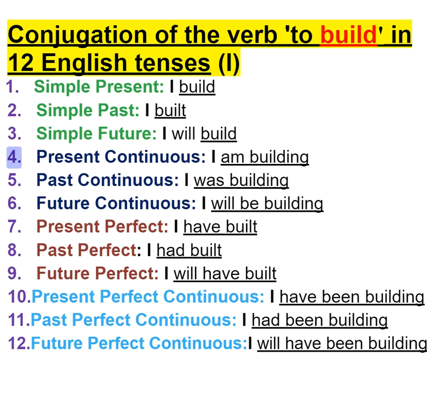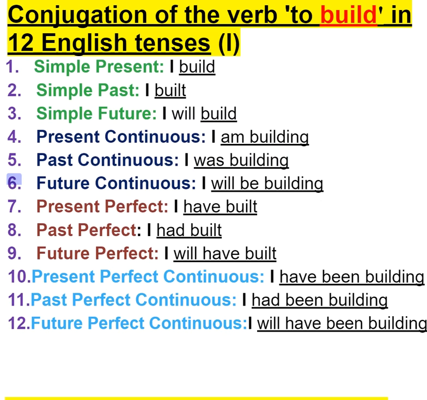4. Present continuous, I am building. 5. Past continuous, I was building. 6. Future continuous, I will be building.